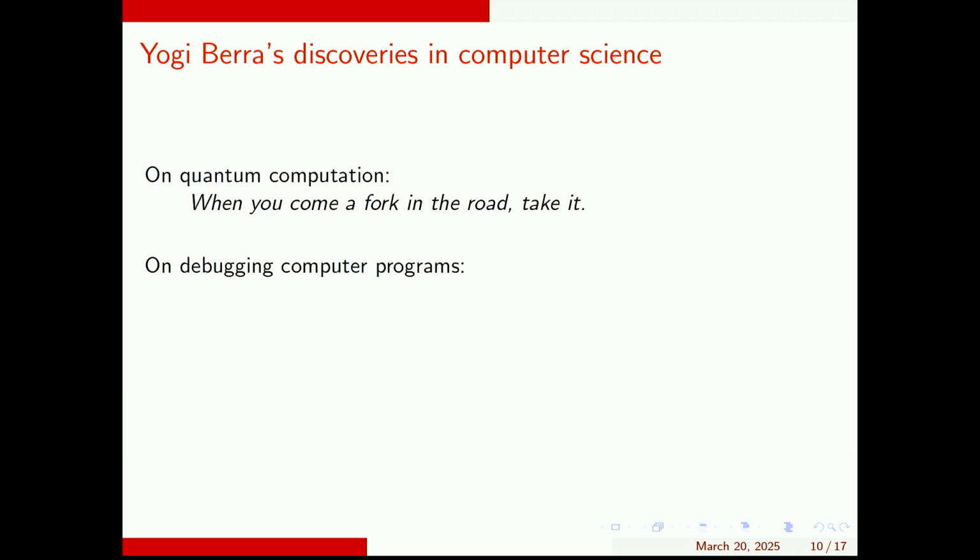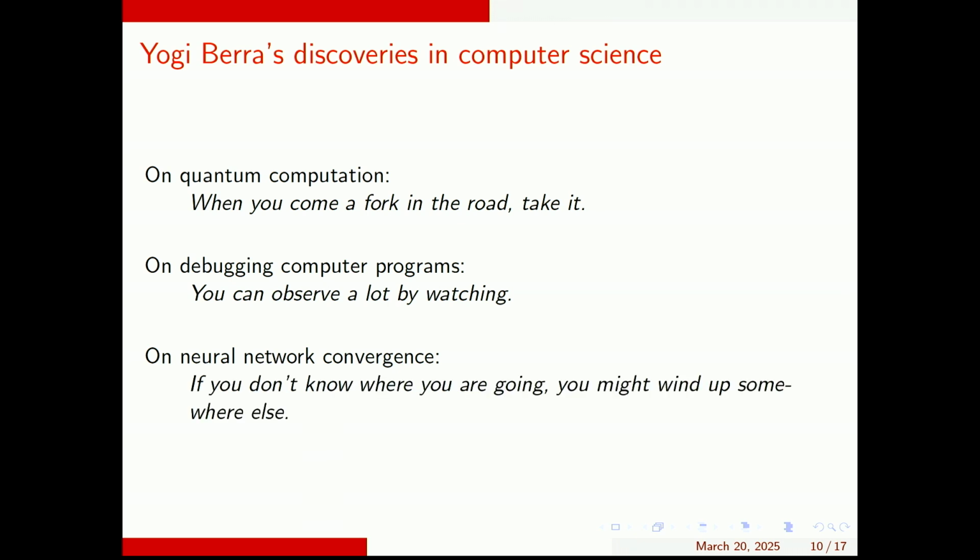They will say he discovered quantum computation because supposedly he said, when you come to a fork in the road, take it. Or here, this is clearly very apropos to debugging: you can observe a lot by watching. So in fact, if you stop swearing and just look, you can debug your programs. Or much more current, he discovered neural networks much earlier: you don't know where you're going, you might end up somewhere else. Anyway, there's a whole book of these.